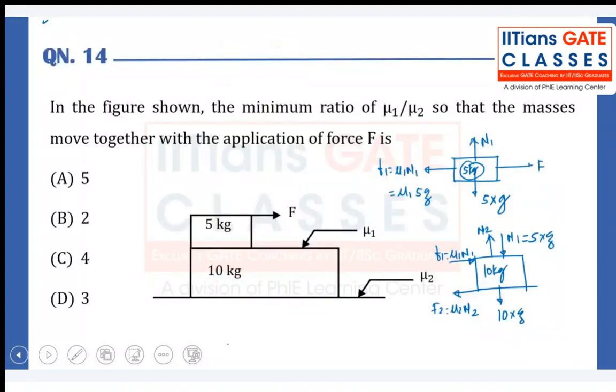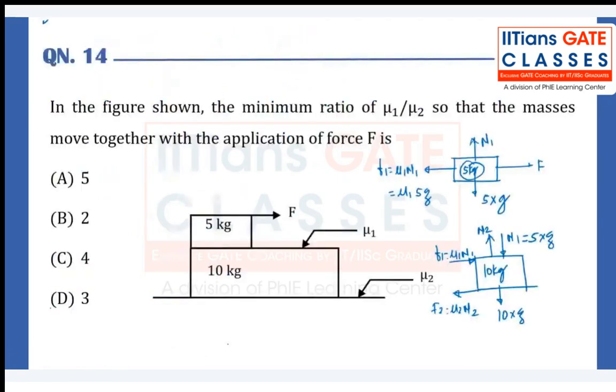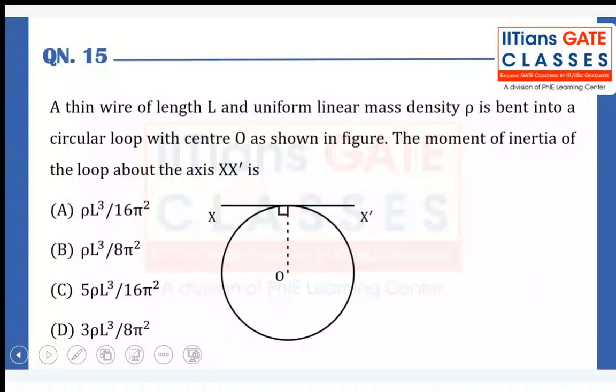So according to this free body diagram of 10 kg, the summation of all horizontal forces is 0. So mu1 N1 has to be equal to mu2 N2. Mu1 into 5 times g is equal to mu2 into 15 times g. g will get cancelled. So mu1 by mu2 is equal to 15 by 5, which is 3. Hence, option D is correct in this case. Coming towards the next question.